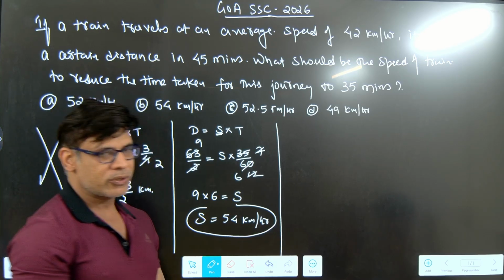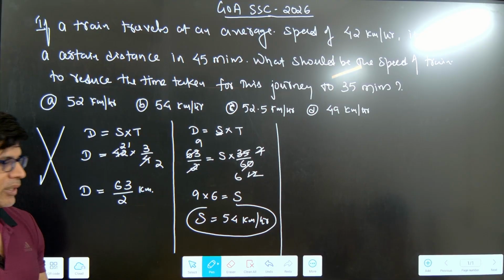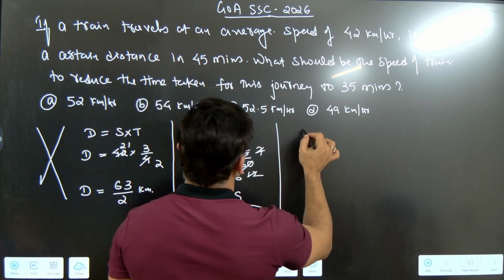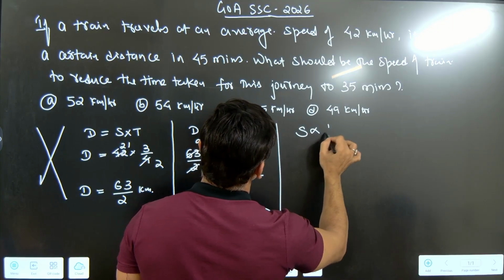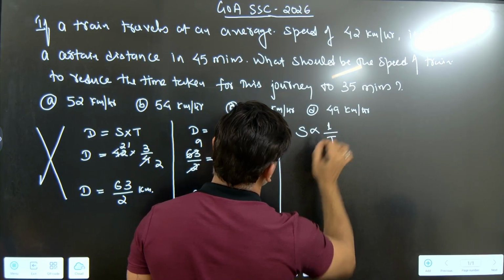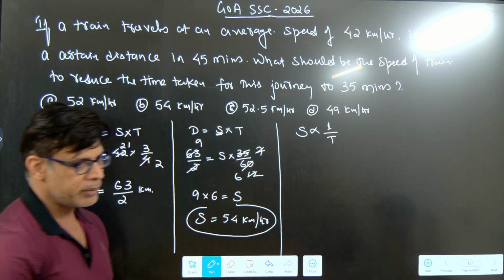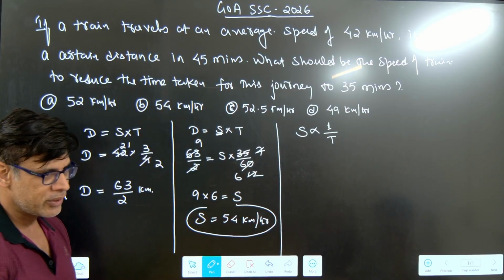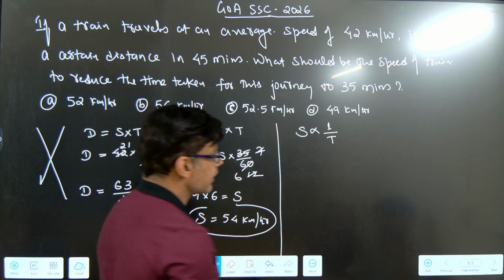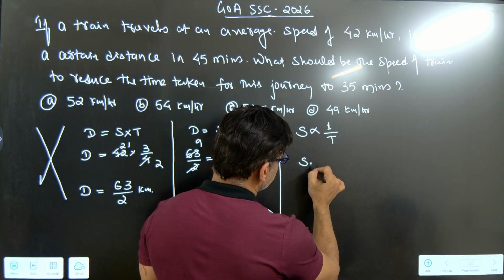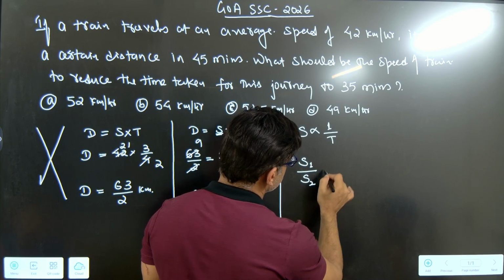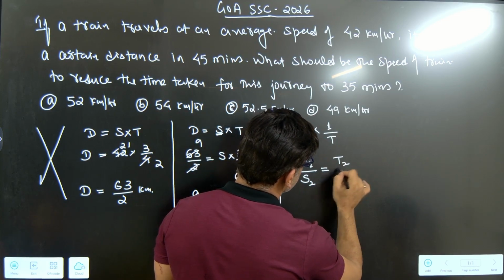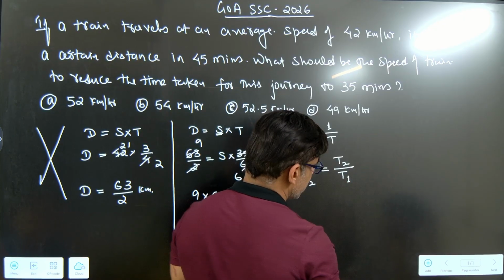So I'll tell you what is constant. Distance is constant. So when distance is constant, in the ratio chapter we have learned that something is inversely proportional, right? So the ratio of speeds is equal to the inverse ratio of the time taken. That means speed in the first case over speed in the second case is equal to time taken in the second case over time taken in the first case.